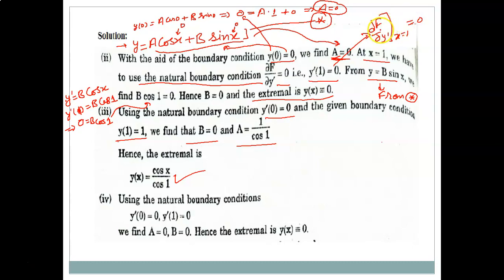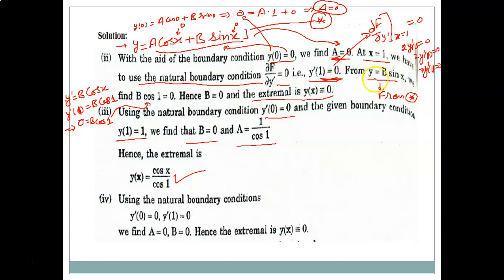But what is curly f over curly y dash? Curly f over curly y dash is, obviously, twice y dash equal to 0. So 2y dash at 1 equal to 0. Not at 0, this is at 1. So you can say y dash 1 equal to 0. So that is how this comes out. In this way, y dash 1 is 0.